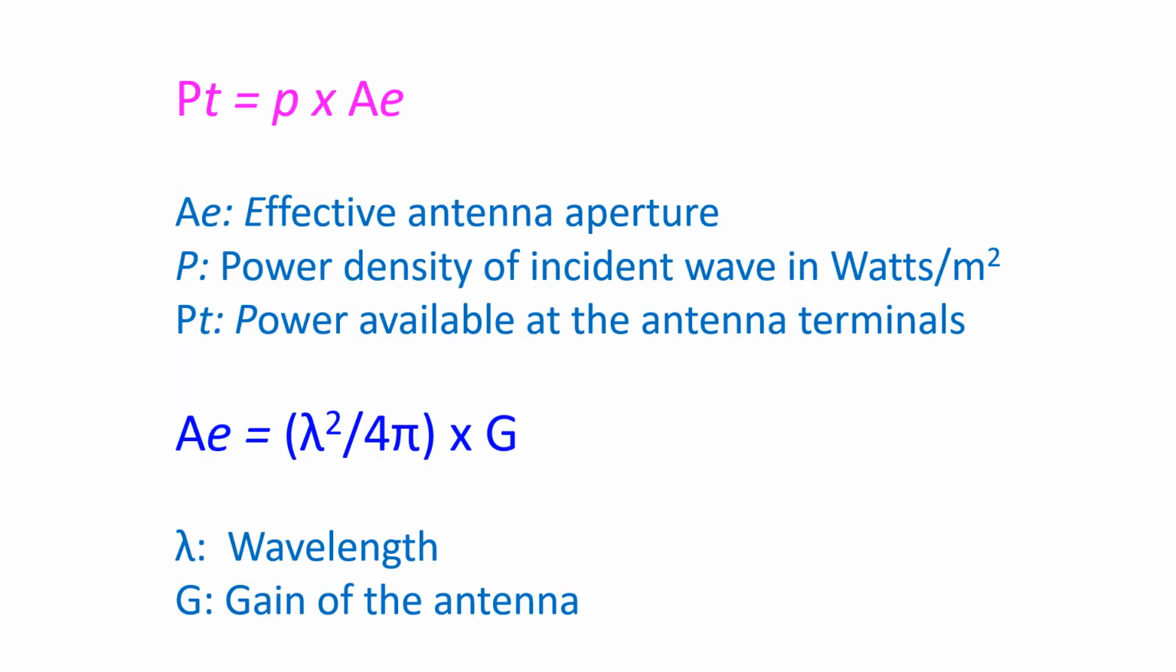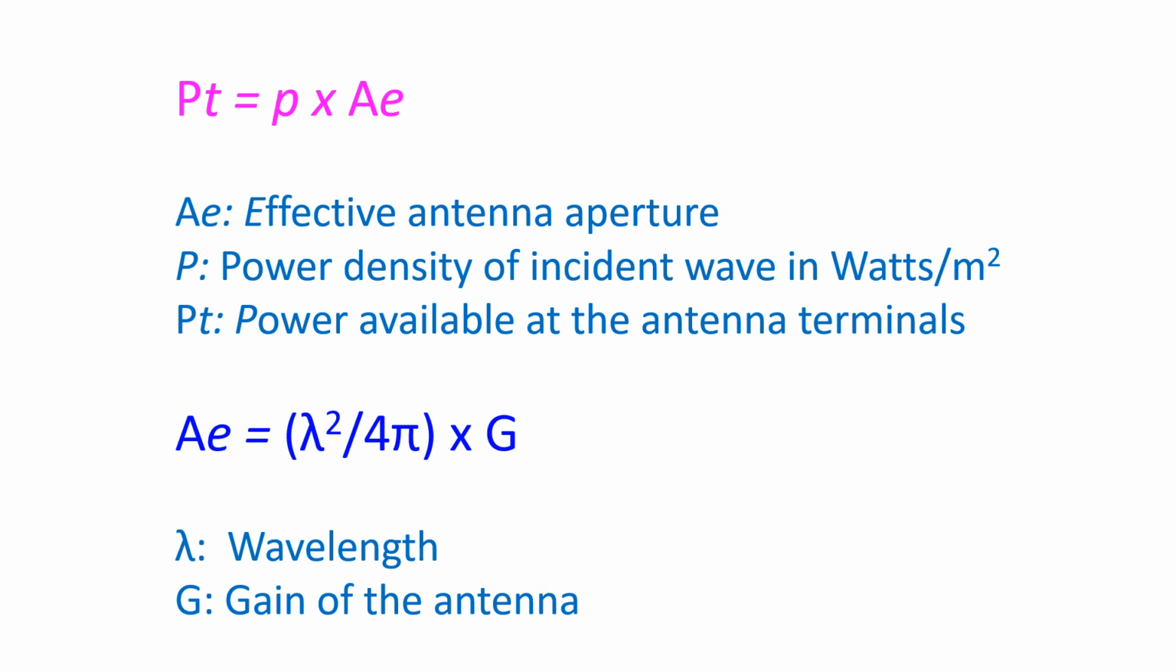This means that if P is the power density of the incident wave in watts per square meter and Pt is the power available at the antenna terminals to the receiver, then Pt is equal to P into Ae, where Ae is the effective antenna aperture.